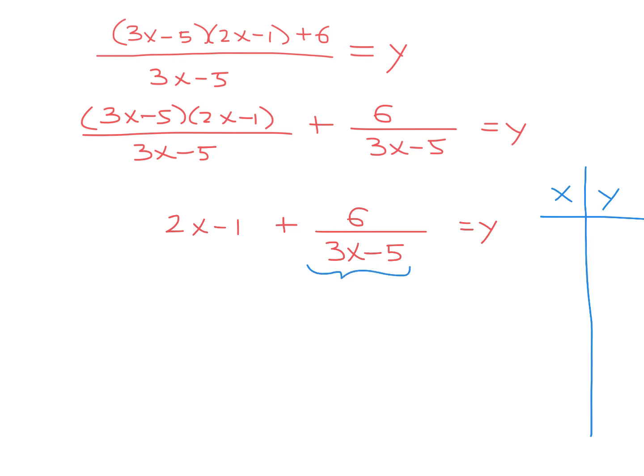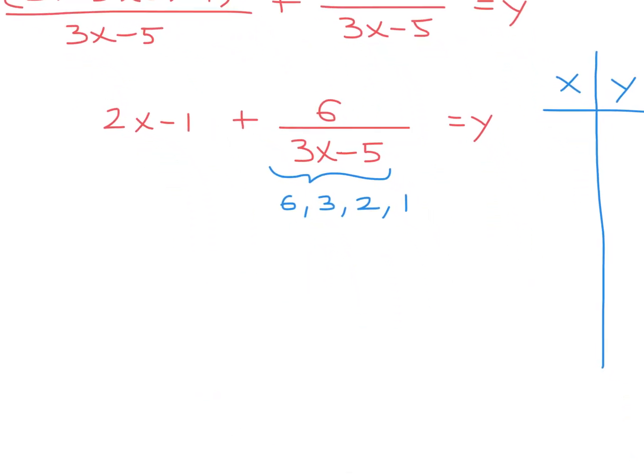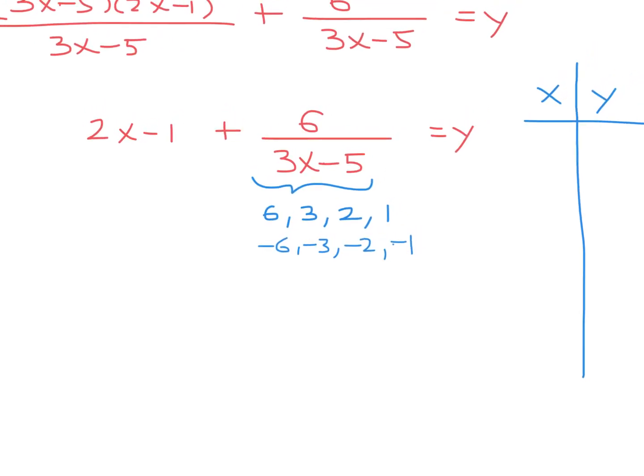So the only options we have are 6, 3, 2, 1. And of course, it didn't say positive, right? I think it just said integers. Yeah, just integers. So it could be negative as well. So that means this could also be -6, -3, -2, -1. So that means we only have 8 possible choices for our calculations. And you guys can do all those. I'll just give you the ones that work.